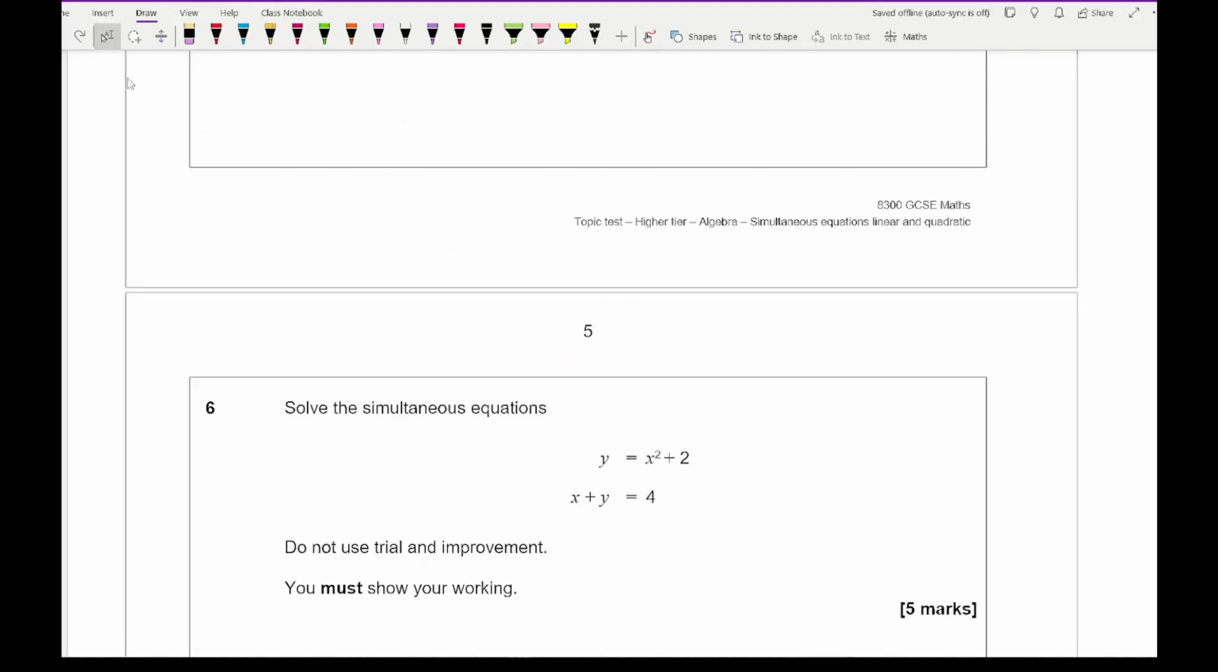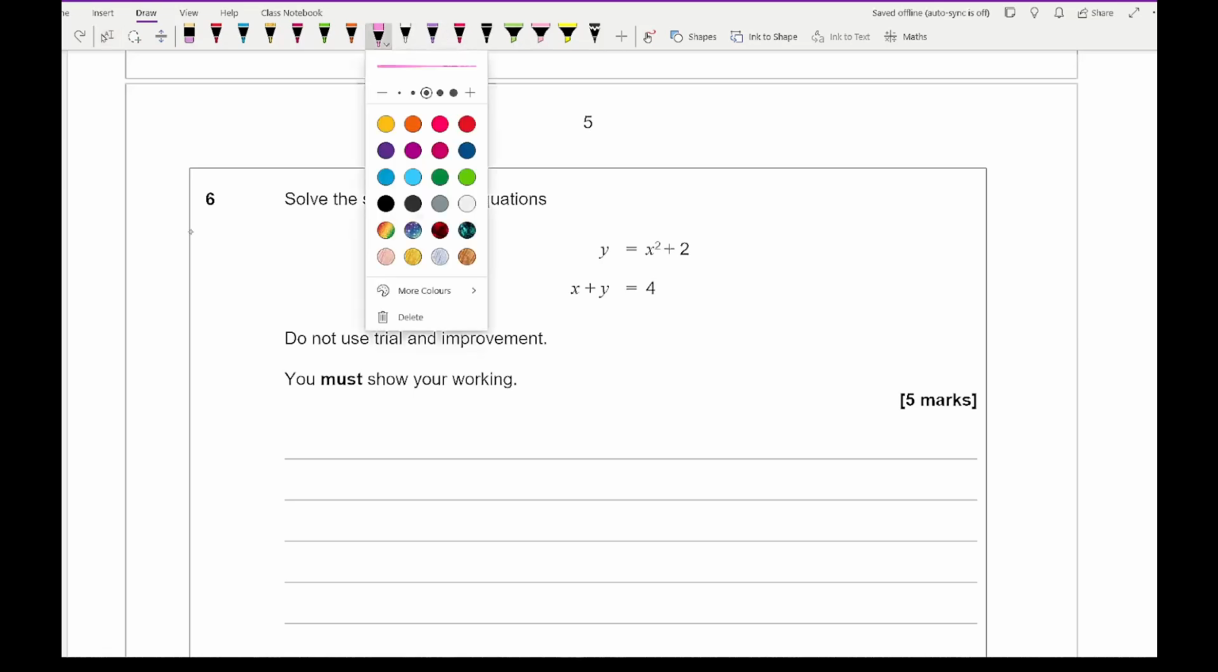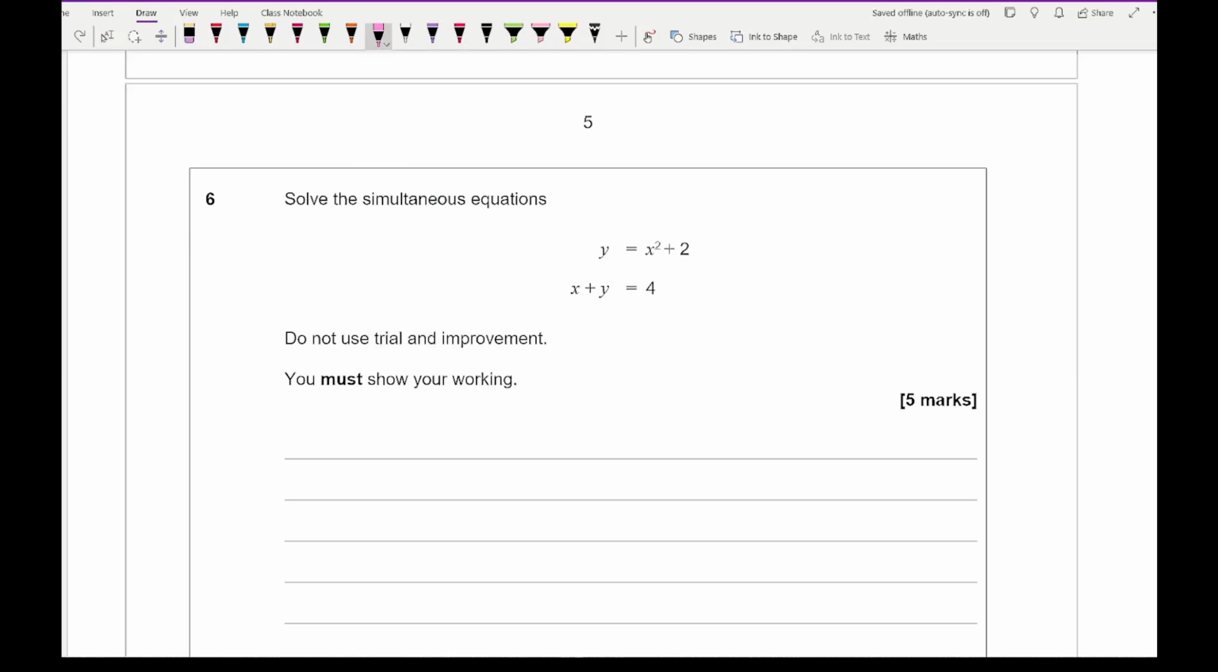So then moving on to question 6, it says solve the simultaneous equation. So here we've got our first example of one linear equation and one non-linear equation. It says do not use trial improvement, which basically means you can't guess and you've got to show your working out, and it is worth 5 marks. So for this particular question, what we need to do is, with the linear equation, make one letter the subject. Now we've got one letter the subject in the quadratic equation, or the non-linear equation I should say. So what I'm going to do is swap y with this particular equation, because in both the equations the x value and the y values are going to be exactly the same.